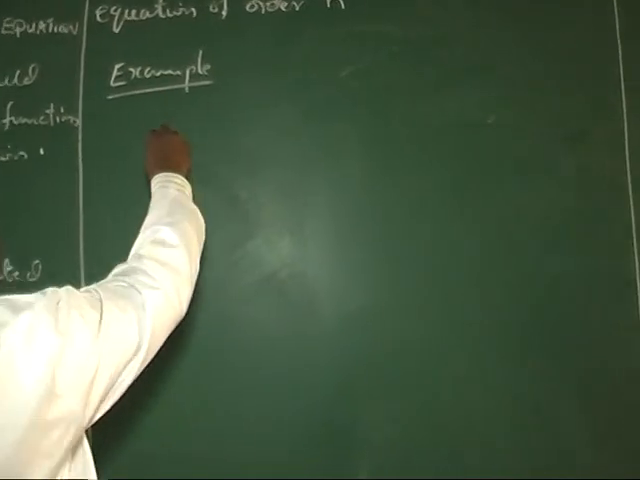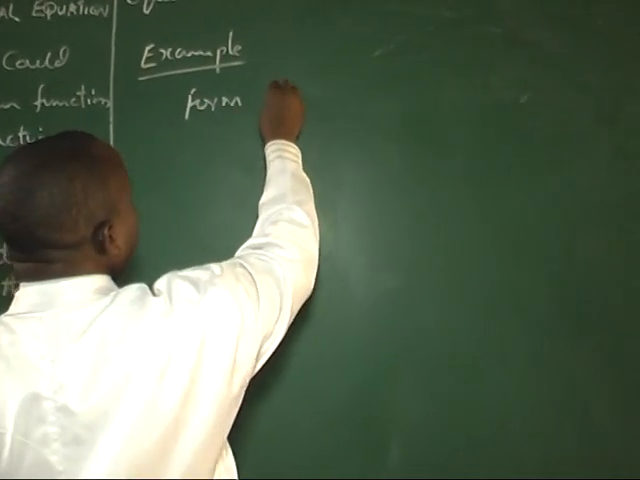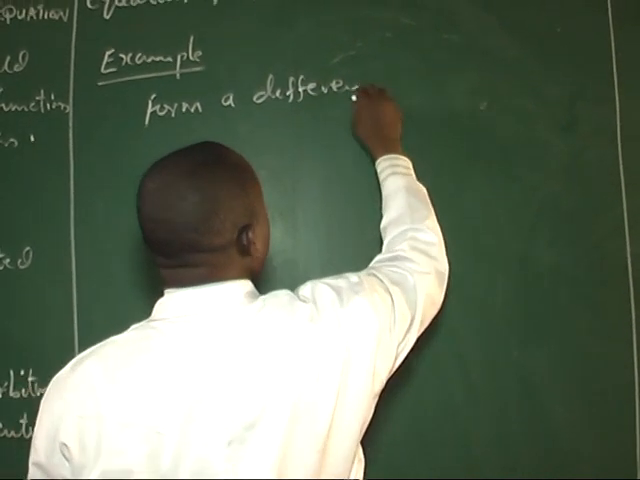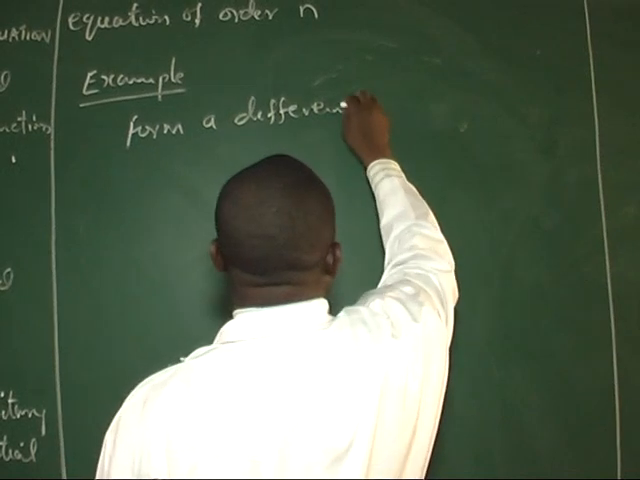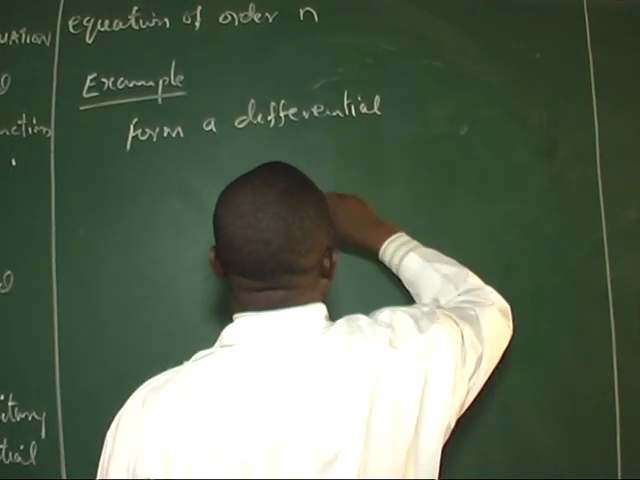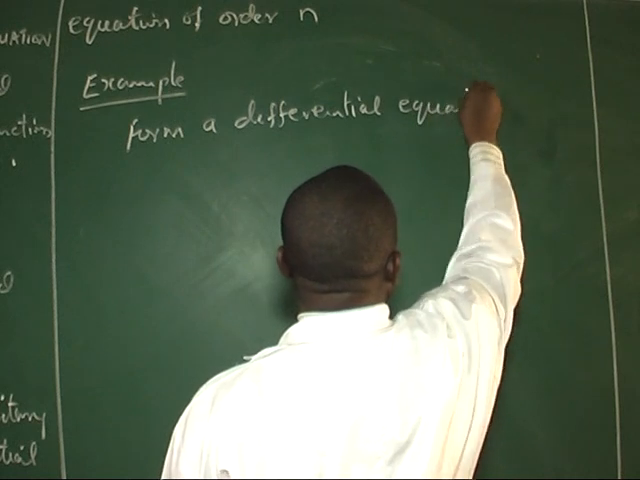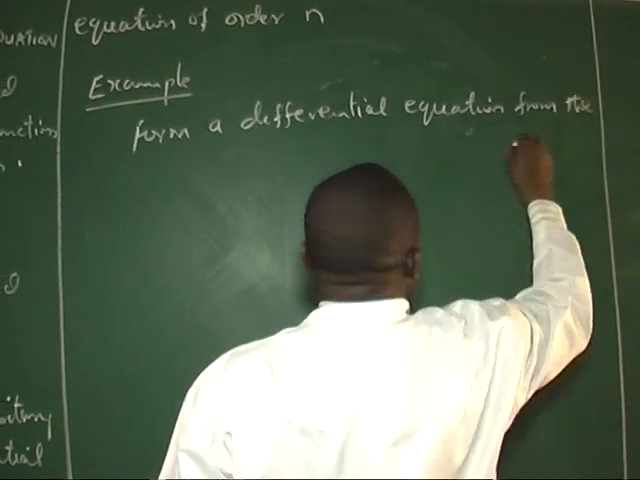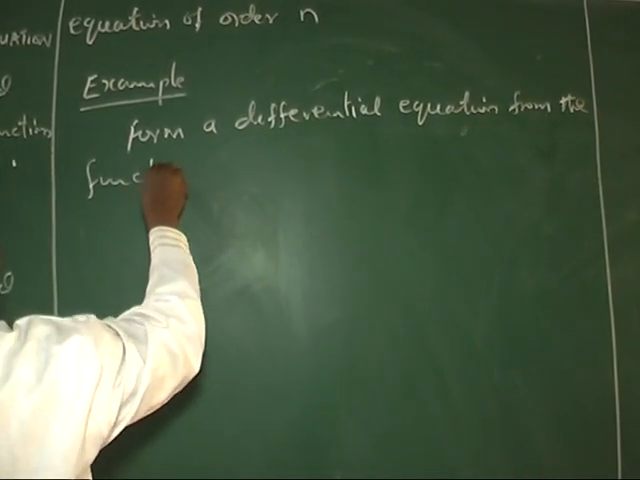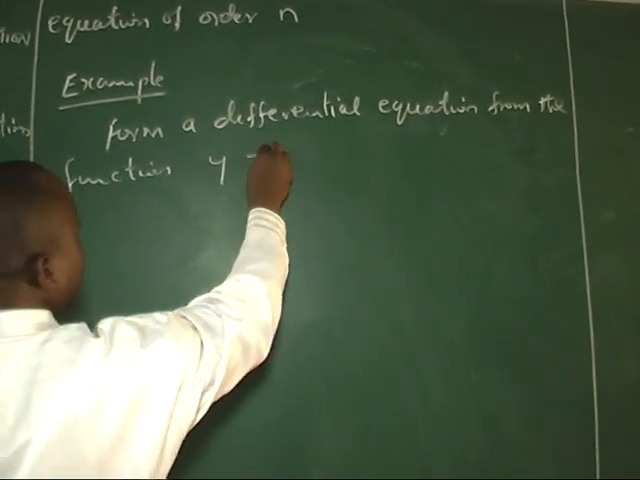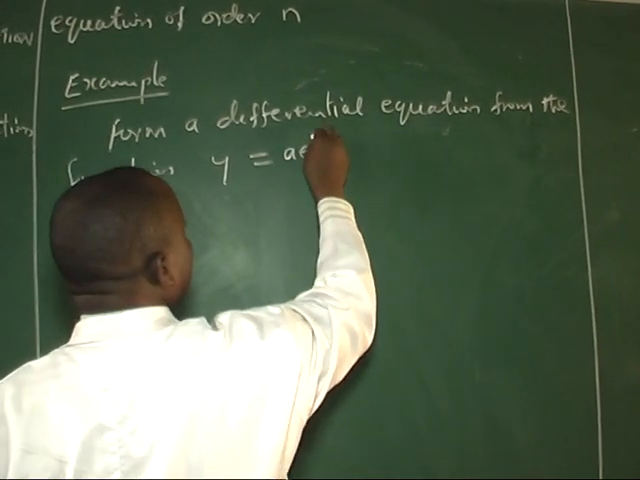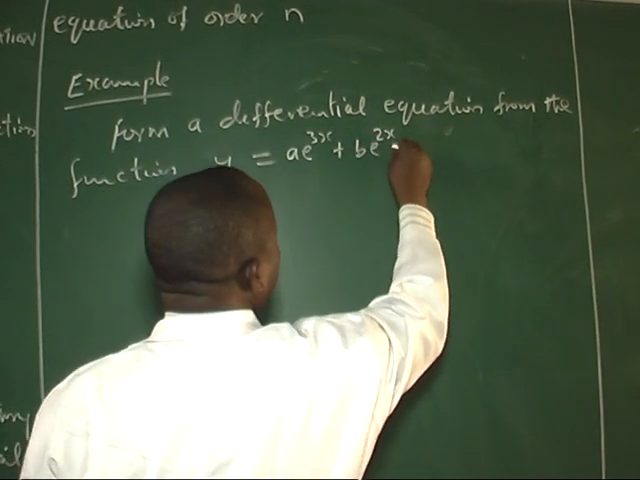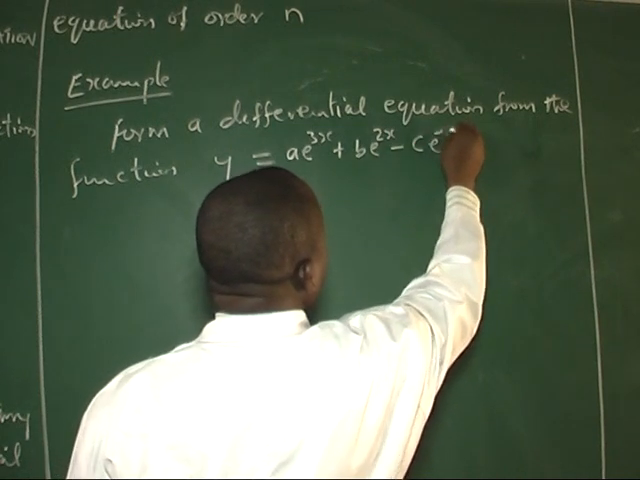Let's pick an example. Form a differential equation on the function y = a e^(3x) + b e^(2x) - c e^(-x).